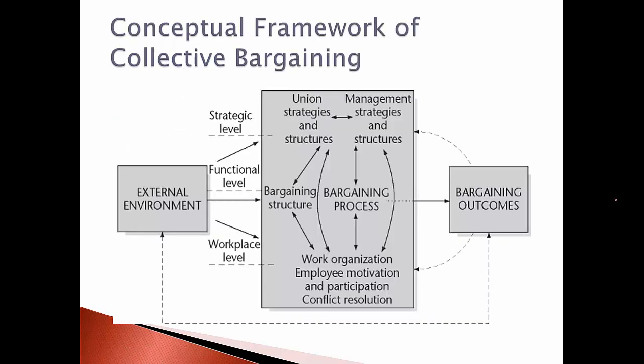This image comes from a textbook by Katz and Kochan and is our framework of collective bargaining. Up to this point, we have primarily spent our time talking about the external environment. We're now going to start to think at the strategic level, and then throughout the course of the rest of the semester, we will get into the functional level and the workplace level. We'll talk specifically about the bargaining process, bargaining outcomes, how the contract is carried out, and conflict resolution.